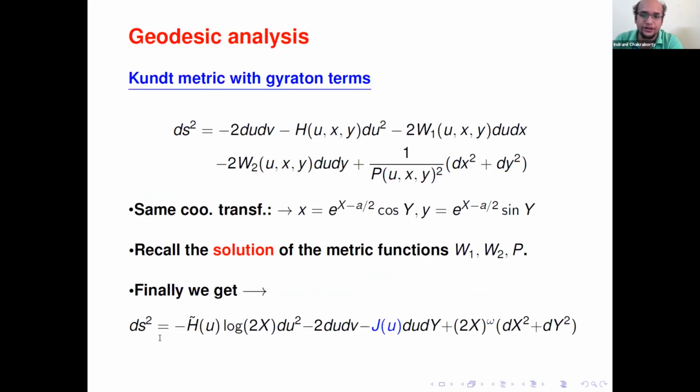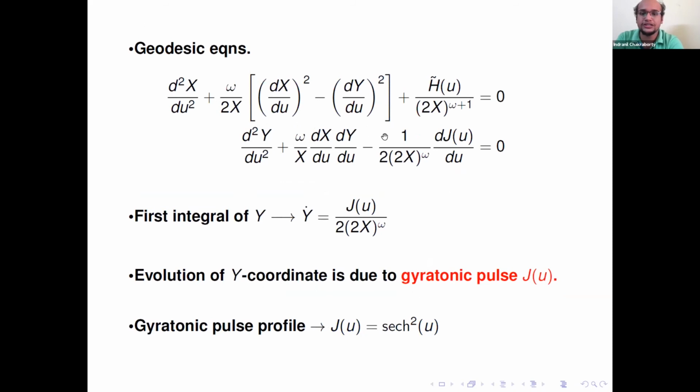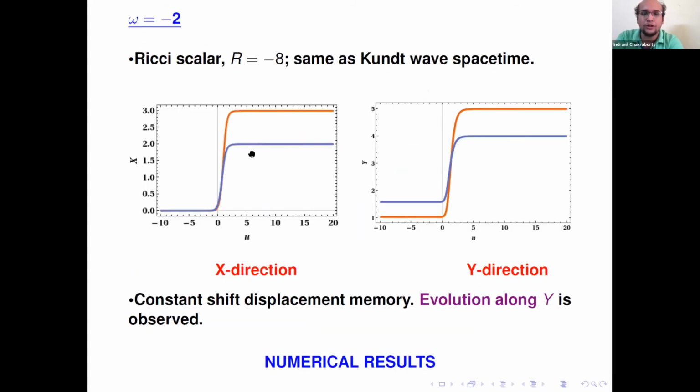Okay, so what happens for the gyratonic terms? The metric line element now looks like this, where you have this J term. We employ the same coordinate transformation. We end up with a metric like this, where this J is present, which is the gyratonic pulse. So if you now write down the geodesic equations, they are like this. And see, the first integral of y dot contains J u. So you cannot set y dot to zero because J is non-zero. So the evolution of the y coordinate is only due to the gyratonic pulse J u, where we take J u to be sech again.